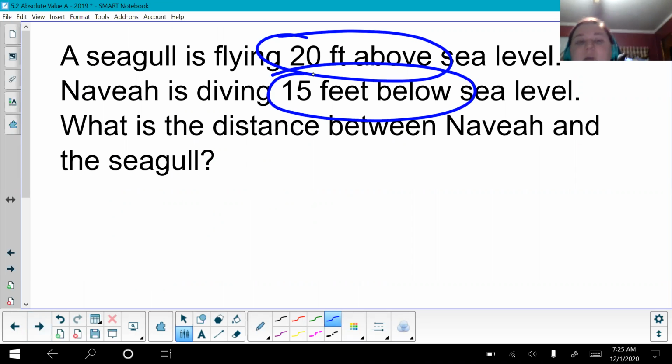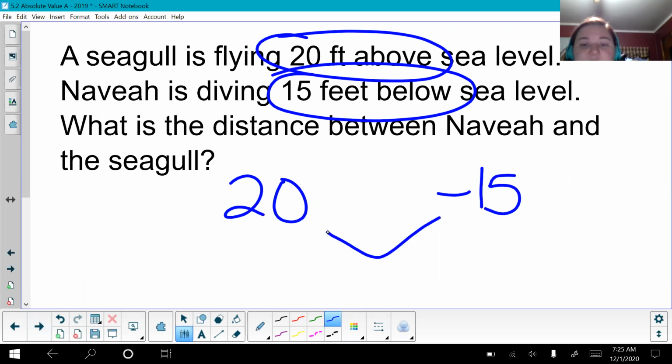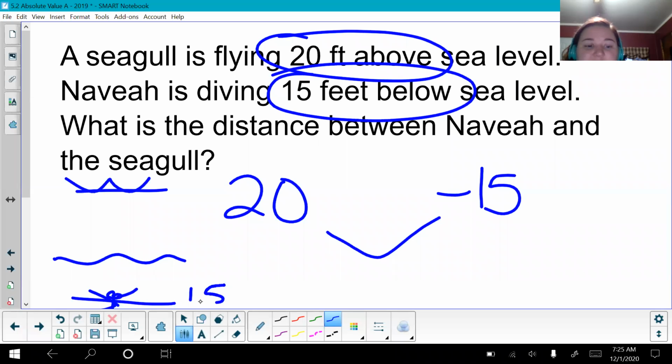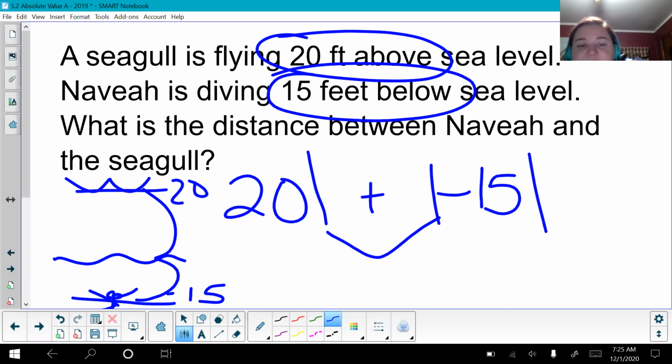Okay. So again, it's all about keeping the keywords. Above, below, right? Above and below. What's the distance between above and below, seagull, person, 15 below, 20 above? What we end up doing is adding these, kind of like absolute value, because one's in the positive, one's in the negative, so we put them together. So 35. Okay. All right.